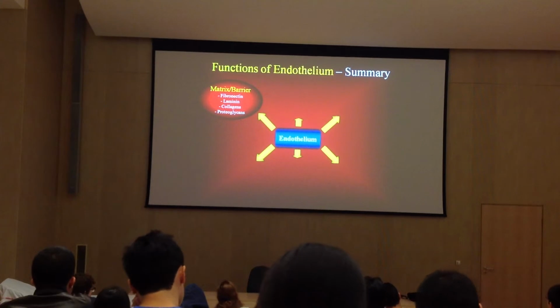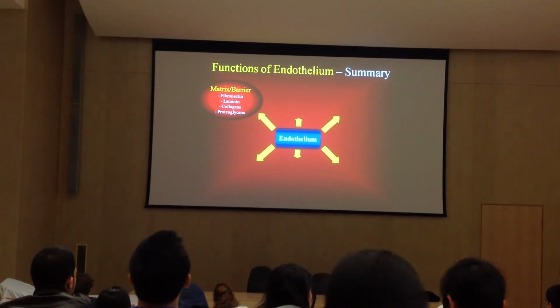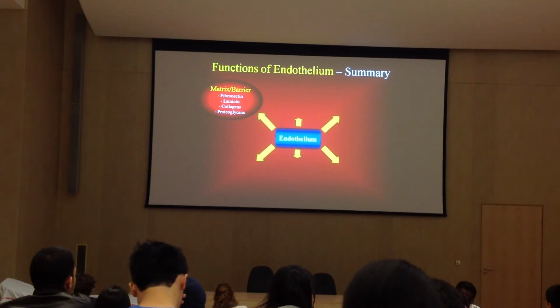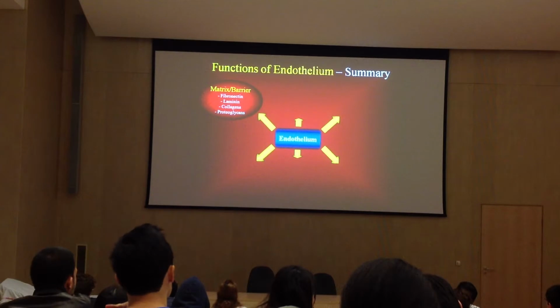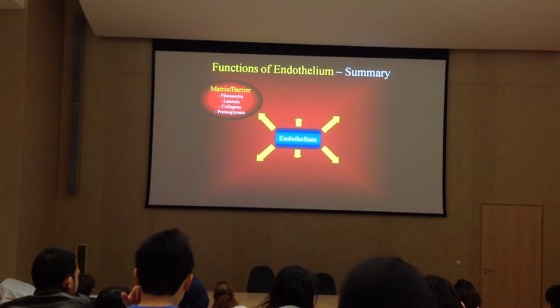Number one, of course, it is a barrier. It is actually a barrier between intravascular and extravascular space. And this is also a matrix for the formation of the proper blood vessels, not only anatomically, but functionally as well.